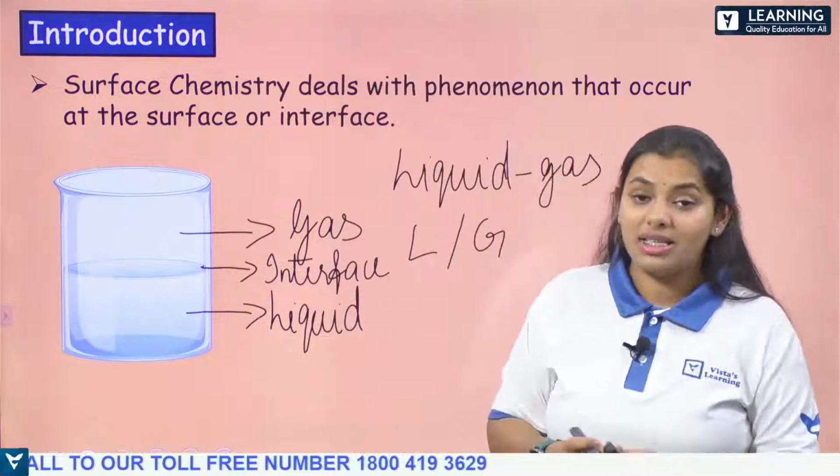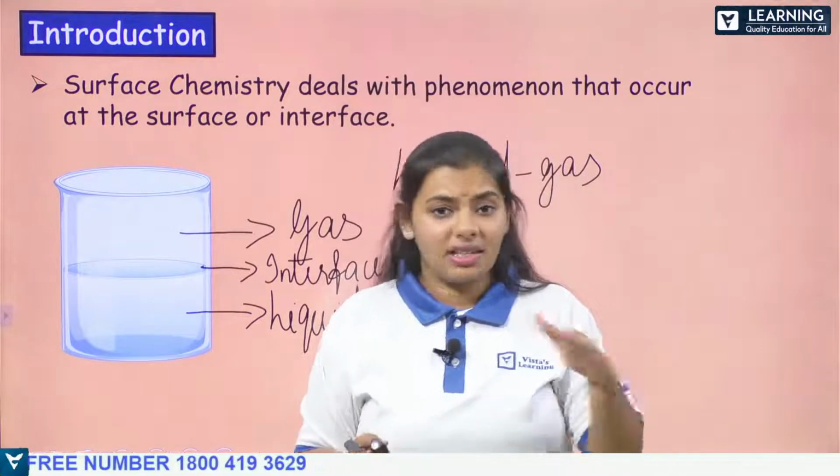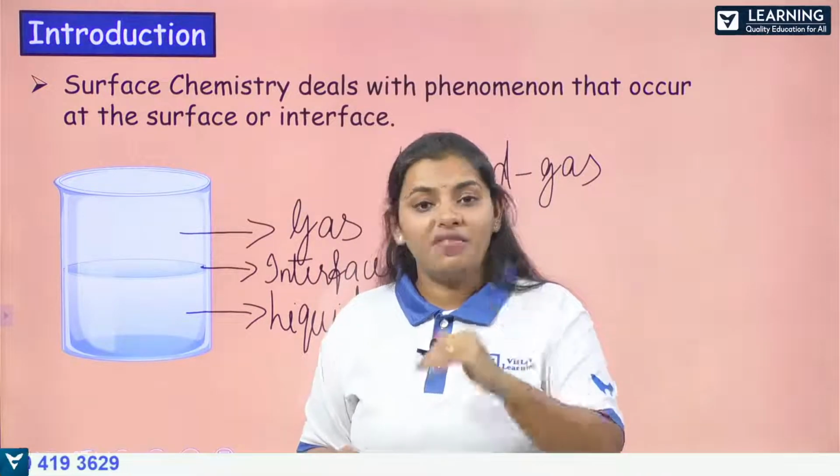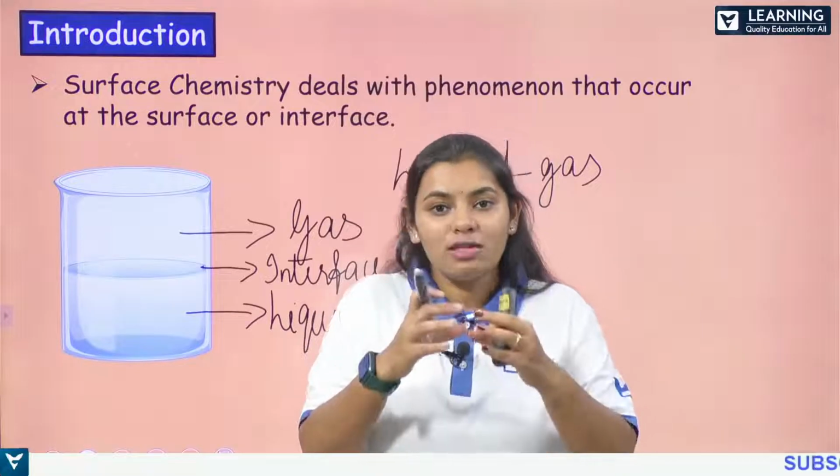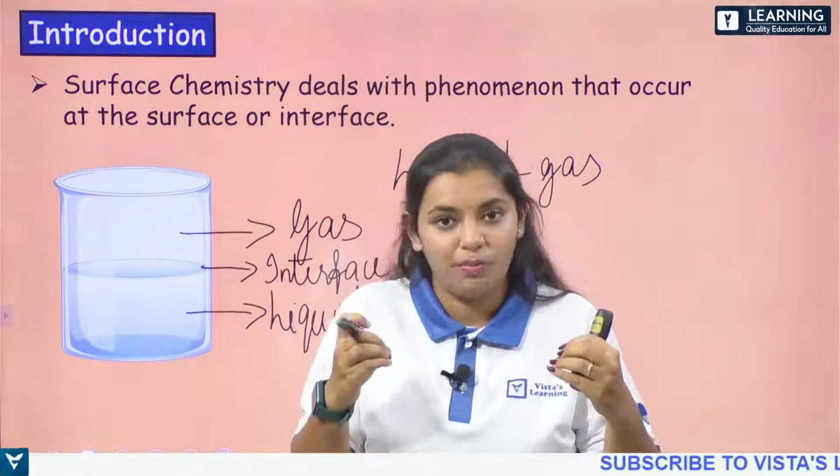Can you all think about it? Is it possible to see the interface, the layer between two different types of gas molecules? No, right? Why? Because gas molecules basically have spaces between them.